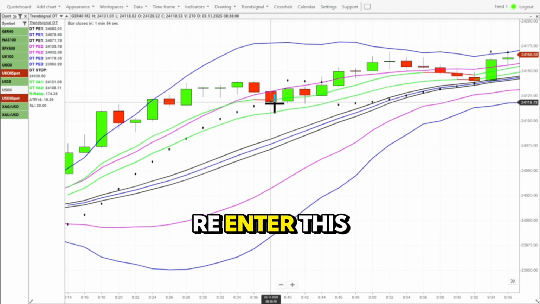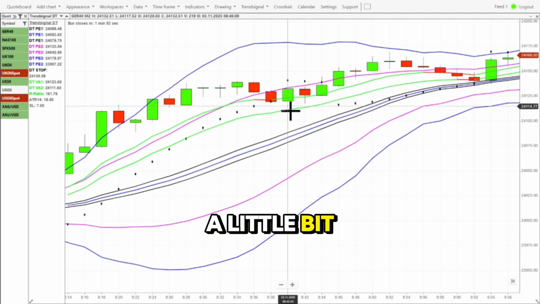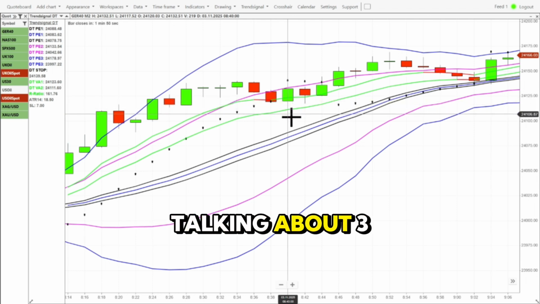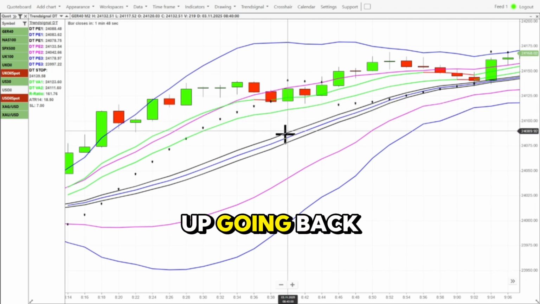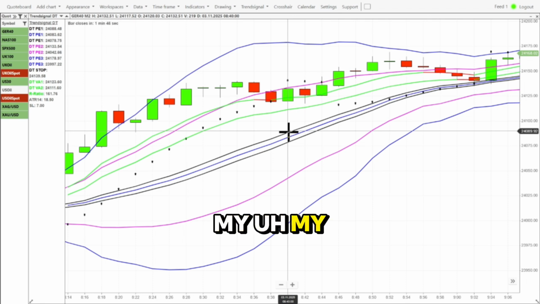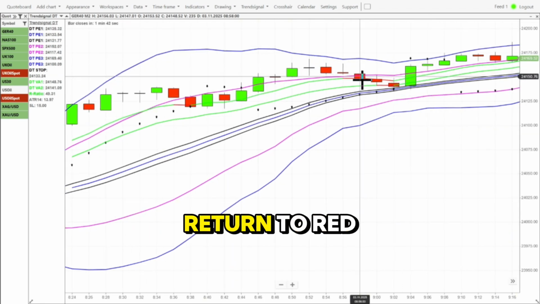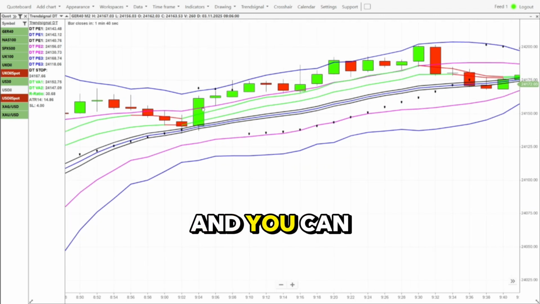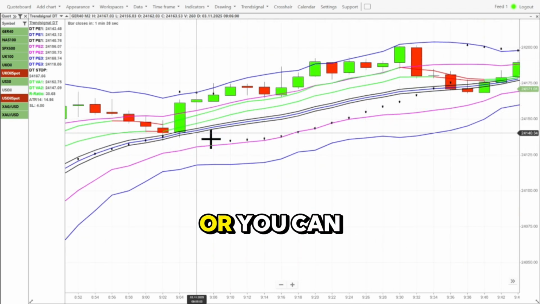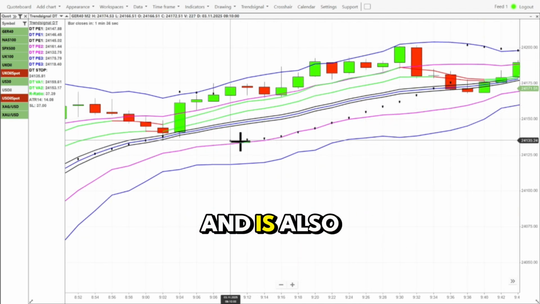So by the time you re-enter this, you would put a little bit more space on here because we're literally talking about 3 or 4 pips there. You probably end up going back down to the black PE if it was my particular trade. You can then run that up, come back down, we turn to red, we turn back to green, and you can get in for another continuation trade, or you can wait for the standard trade that develops later and is also profitable. There's a lot of ways to trade these markets.